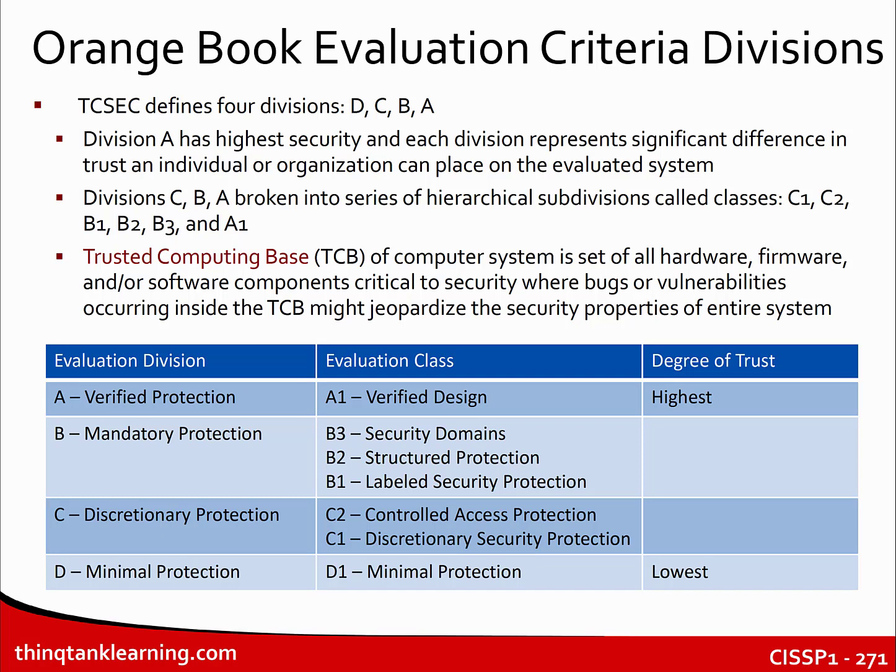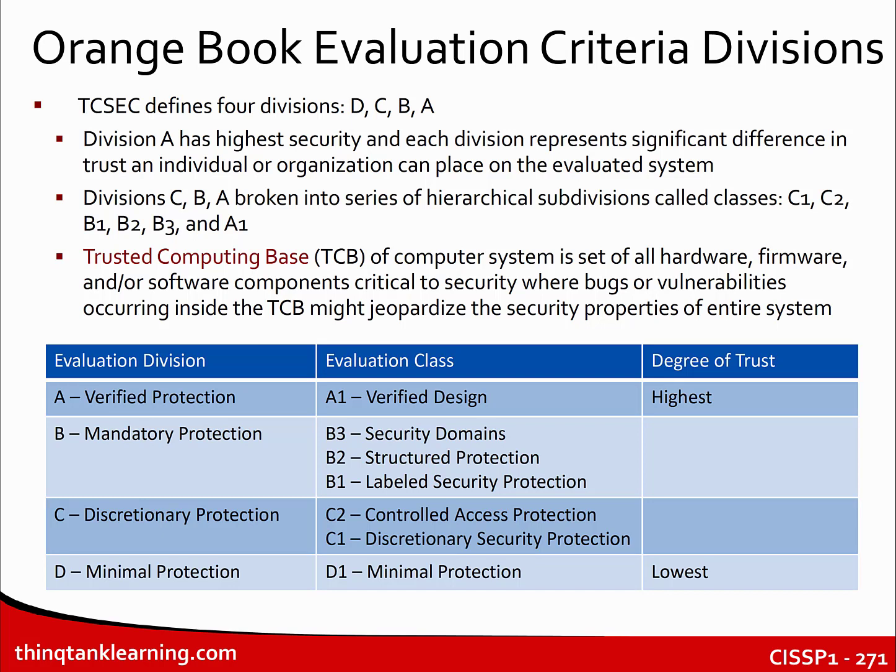All right. Divisions C, B, and A also have subdivision classes called C1, C2, B1, B2, B3, and A1. And then each division and class gets expanded or modified to indicate the requirements immediately prior to that division or class. We'll see that on the next slide. So D, starting at the bottom, is our minimal protection. This is reserved for systems that have been evaluated, but fail to meet the requirements for a higher division. C is our discretionary protection.